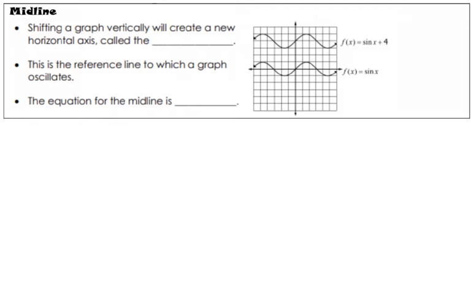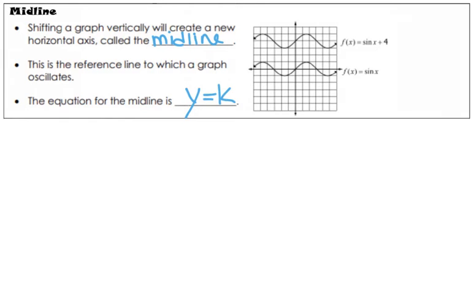Okay, something else that we'll talk about when we're talking about transformations of trig functions is called a midline. So shifting a graph vertically will create a new horizontal axis called the midline. That's what a midline is. It's whenever you have a new horizontal axis. This is the reference line to which a graph oscillates. So it's making that wave. That's called oscillation. It's oscillating. The equation for the midline is y equals k.